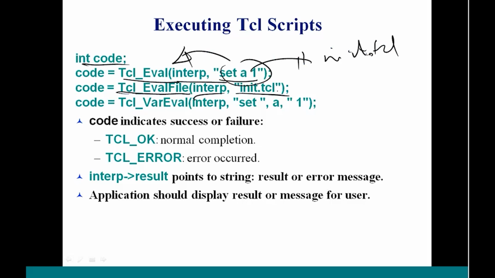And then finally, we can also specify it in a different way, which is using the Tcl_EvalObjv command, and here we give the interp, "set", "a" and "1" as four different objects. The return code itself indicates whether there is a success or failure: it is TCL_OK if it is a normal completion, and it generates TCL_ERROR if any error occurred during the execution.